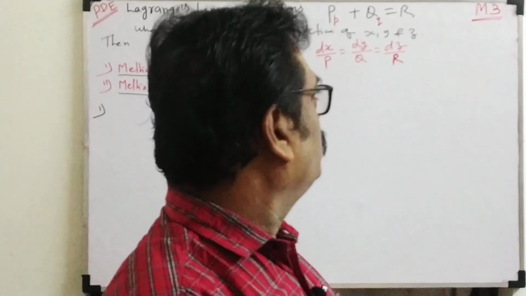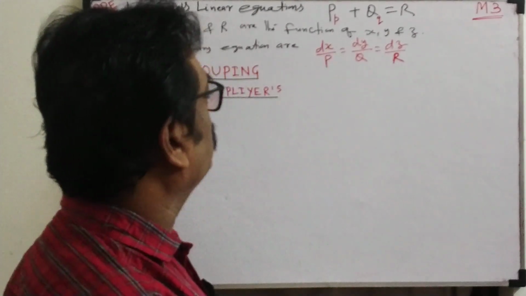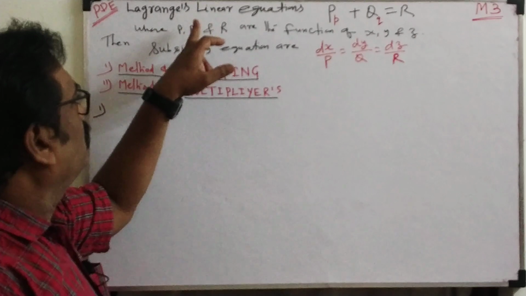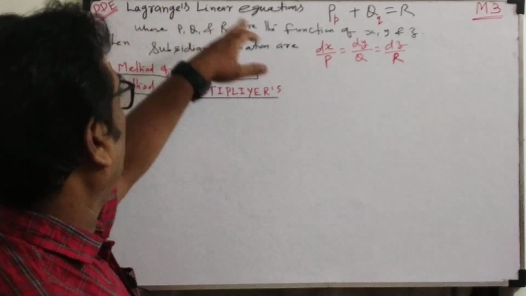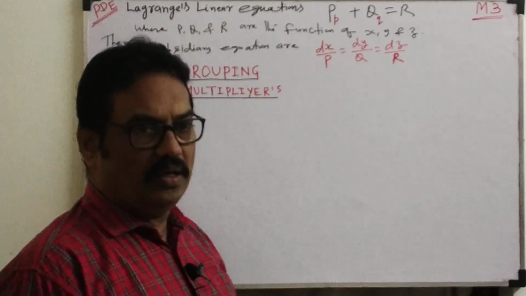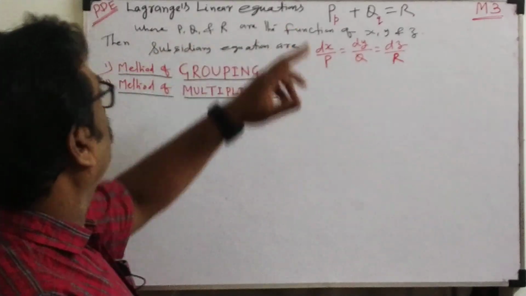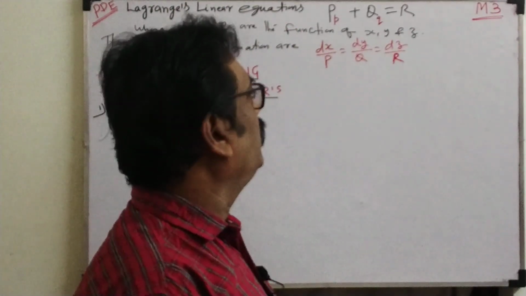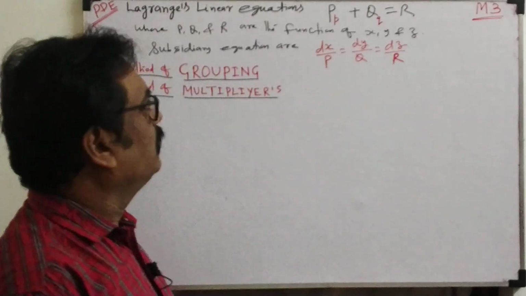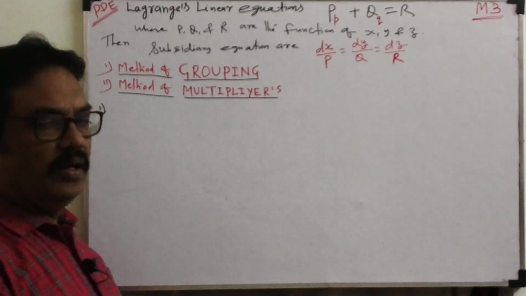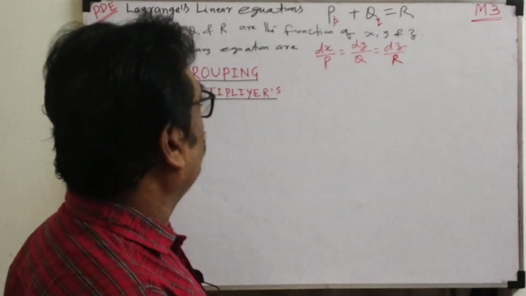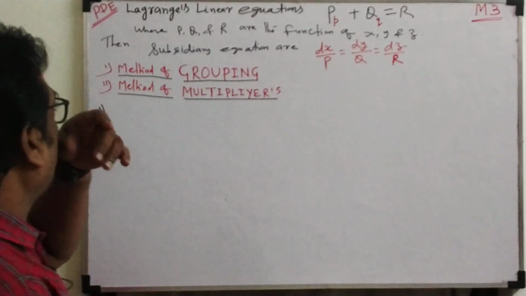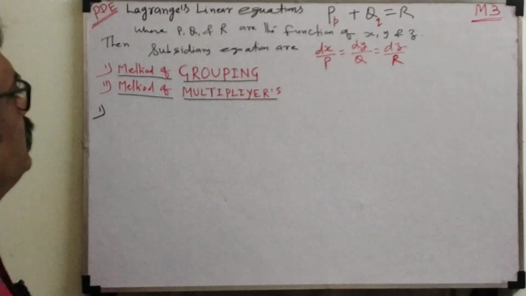Today our topic is partial differential equations, which is coming in Math 3. Under this we are going to study Lagrange linear equations. This belongs to unit 1. In the previous video we discussed elimination of arbitrary constants and elimination of arbitrary functions. So today our important portion is Lagrange equations.